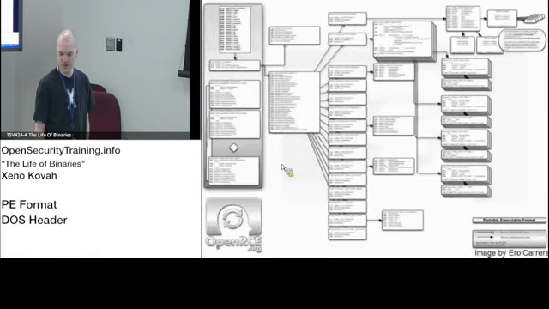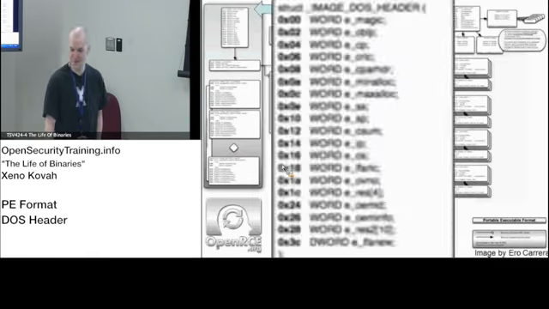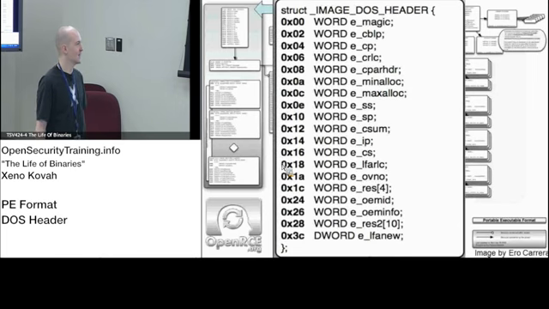All right, now you are here. And now we zoom in on the DOS header. Look at that. See that again. Awesome. All right, so this is the DOS header. This is the very first structure. This is at offset 0 into the file.